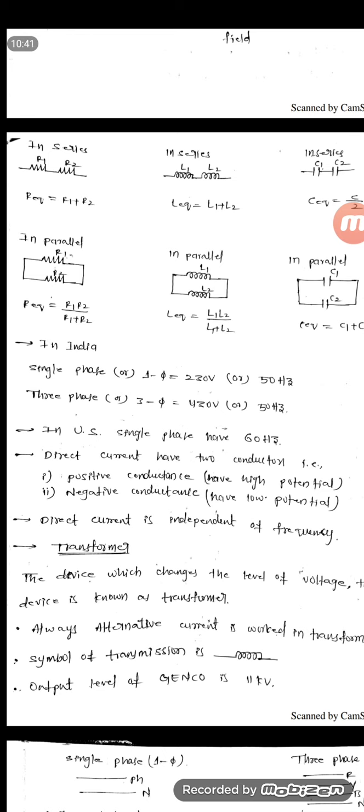Next, coming to direct current, it has two conductors, a positive conductor and a negative conductor. If it is AC, we represent it as phase and neutral. If it is DC, then positive conductor and negative conductor, where positive means higher potential and negative means lower potential. In DC, it is independent of frequency, whereas in AC, we represent the frequency term.